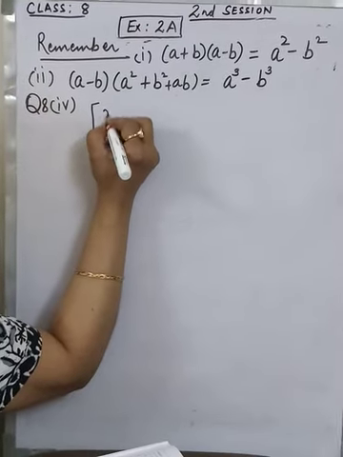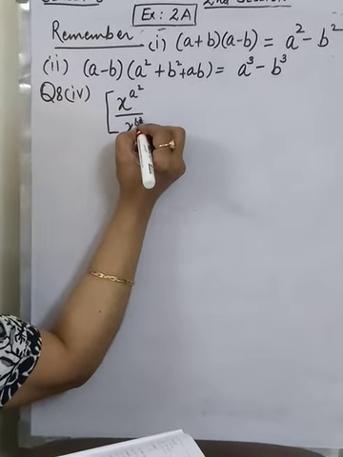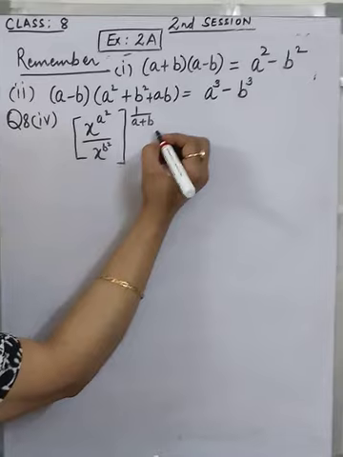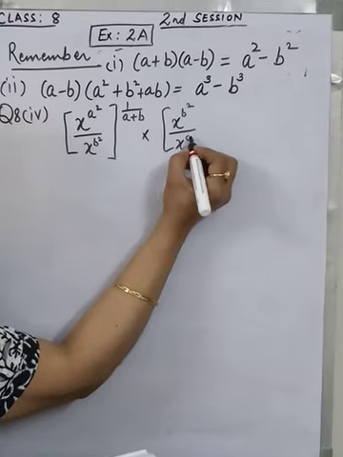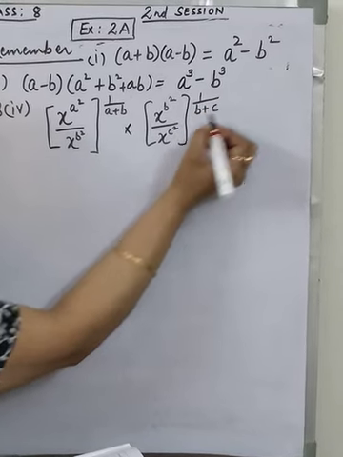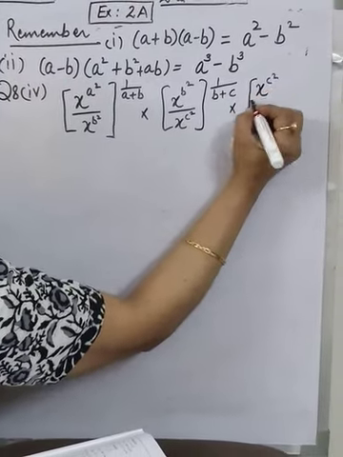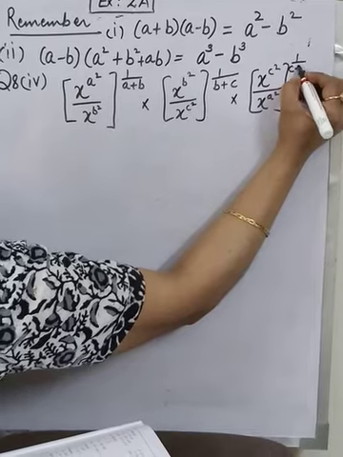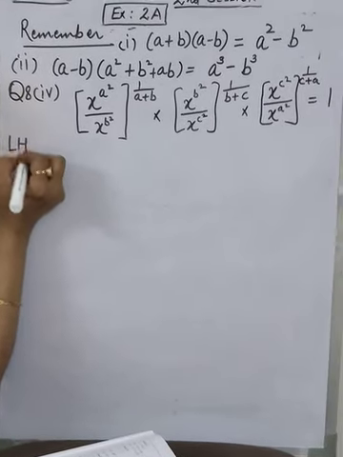We have (x^(a²) upon x^(b²)) whole to the power 1 upon a plus b, times (x^(b²) upon x^(c²)) whole to the power 1 upon b plus c, times (x^(c²) upon x^(a²)) whole to the power 1 upon c plus a, that is equal to 1. We copy down the LHS part firstly.